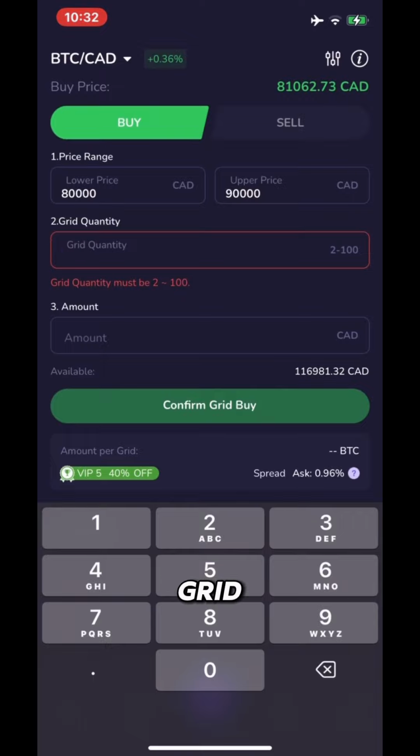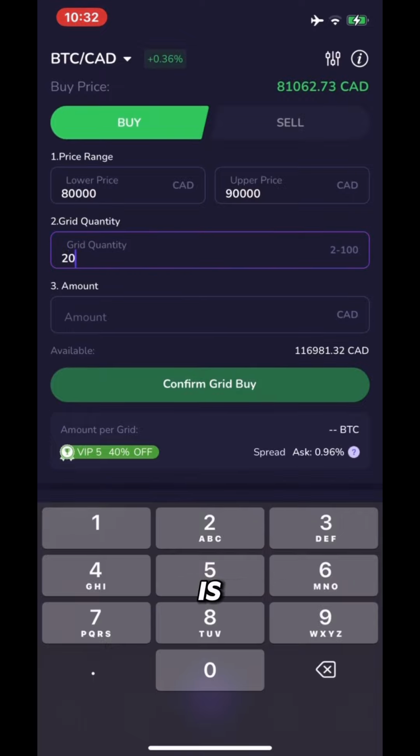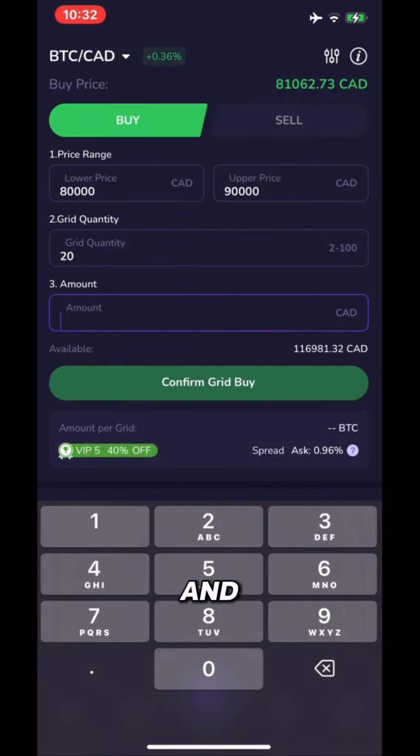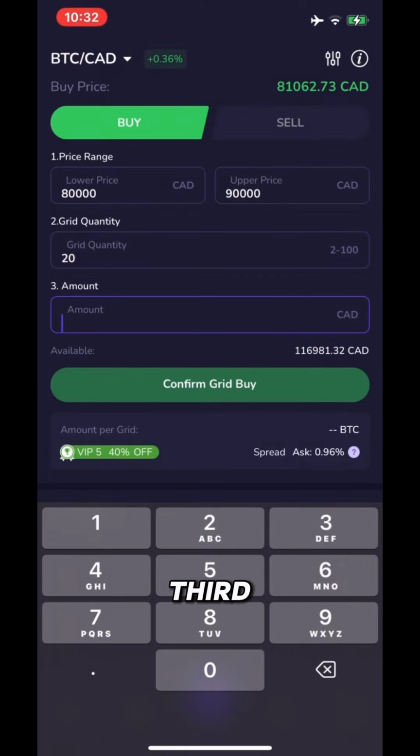Second, set the grid quantity. The grid quantity is the number of levels at which buying low and selling high happens within the price range. Here, I'm going to put in 20. This means that there are 20 price levels within 80 to 90K where a buy order or a sell order gets executed.